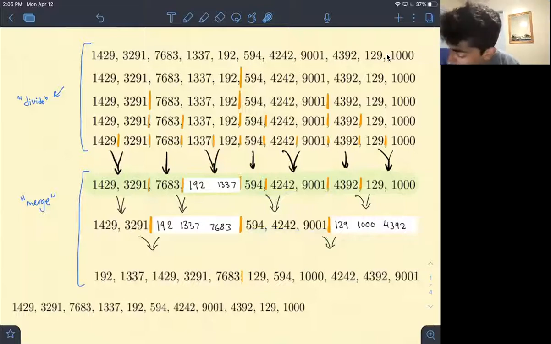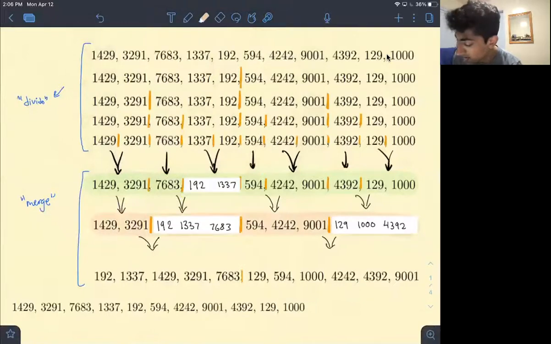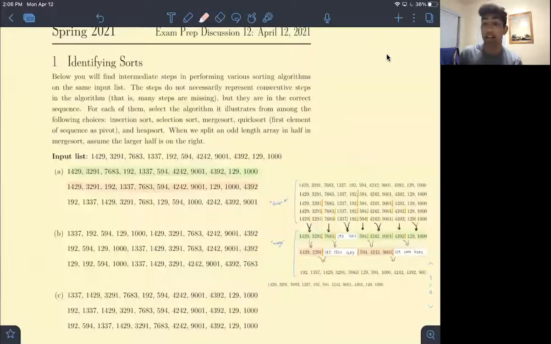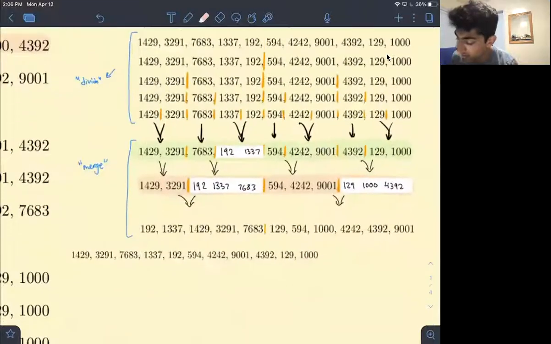And then here, we see that we sort them by moving 129 to the front, right? So what we can see here is that this is our second answer choice, or the second sequence in part A. Okay, and let's just do the final one.